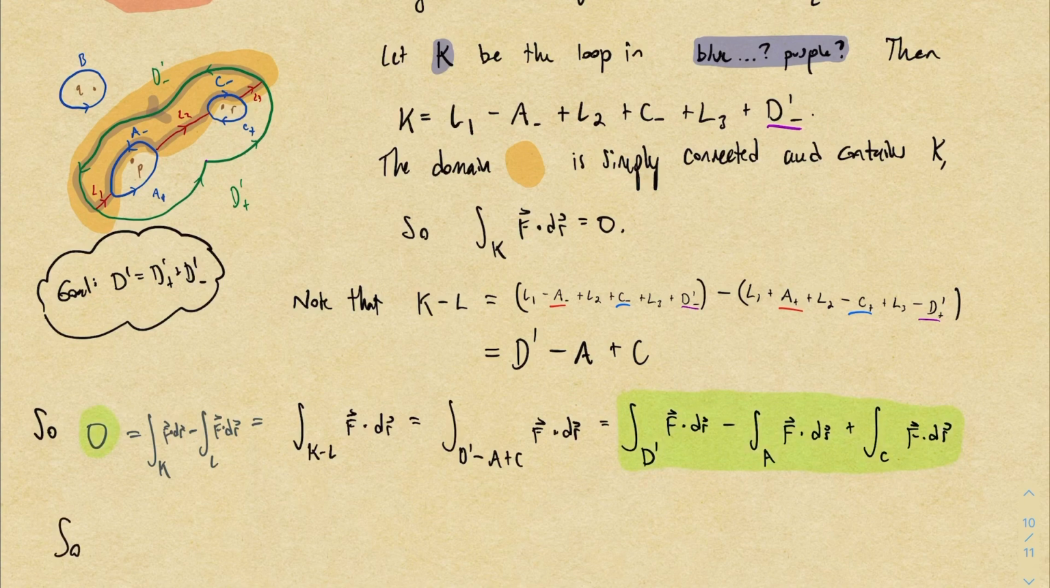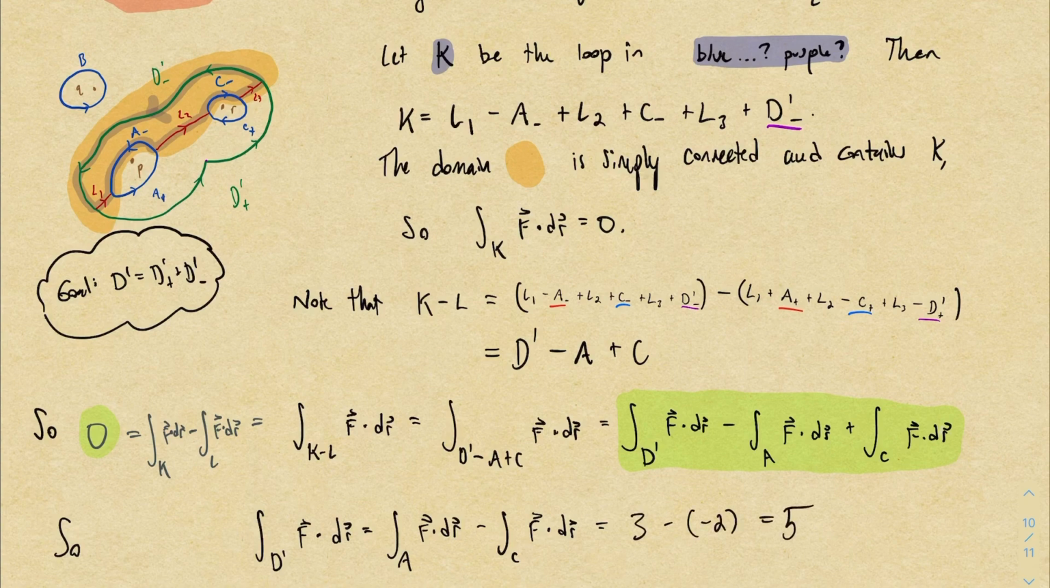So now we have a simple equation involving the integral over D1. And we can just do some algebra and solve for it. Moving the A and C integral to the other side of the equation tells us that the integral over D1 is the integral over A minus the integral over C. And in the statement of the problem, we're told that the integral over A is 3, and the integral over C is negative 2. So we get 3 minus negative 2, which is 5.